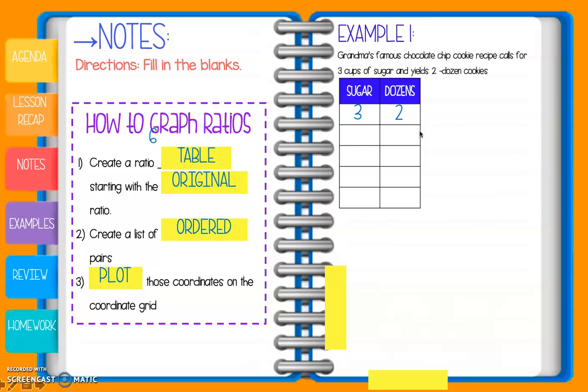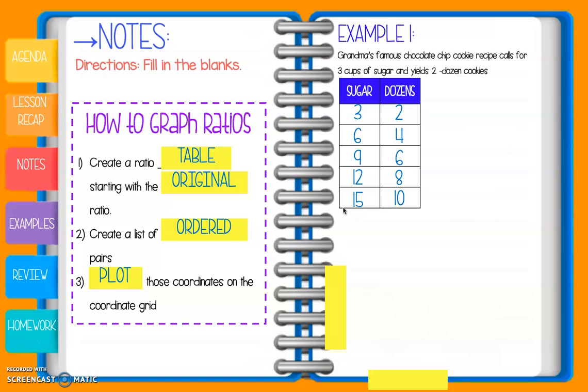So 3 times 2 gives me 6. 2 times 2 gives me 4. Then I'm going to take my original ratio, I'm going to multiply it by 3, so I get 9 and 6. Then I'm going to multiply it by 4, and I'm going to get 12 and 8. And then I'm going to multiply my original ratio by 5 to get my fifth row down here, and I'm going to get 15 and 10. Okay, so that's something we know how to do.